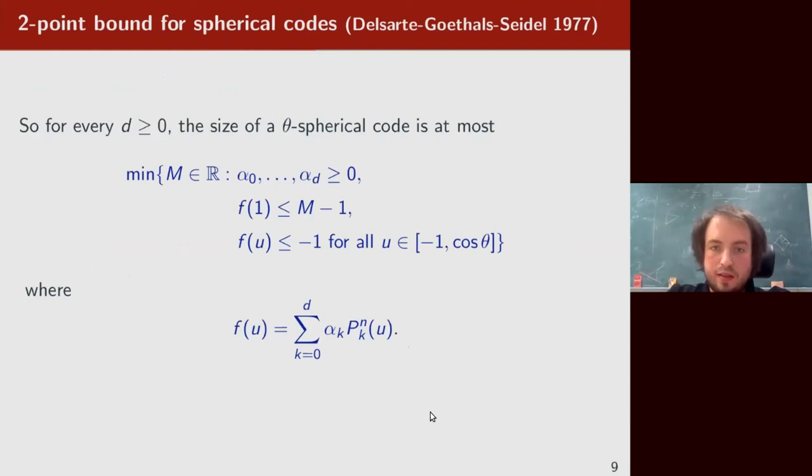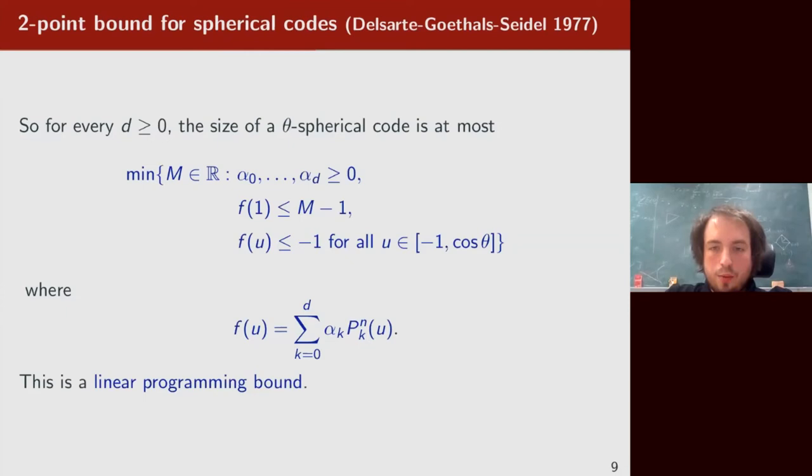So now I will optimize over all such functions. So I will optimize over all the functions that satisfy this minus one property. And I want to run through all the possible positive combinations of these Gegenbauer polynomials. Okay, so now if you give me one function, you have a bound, and now I want to optimize over all the possible functions. All right.